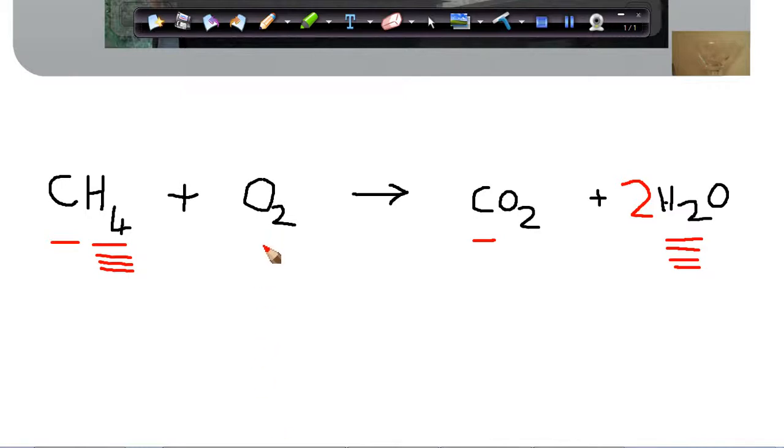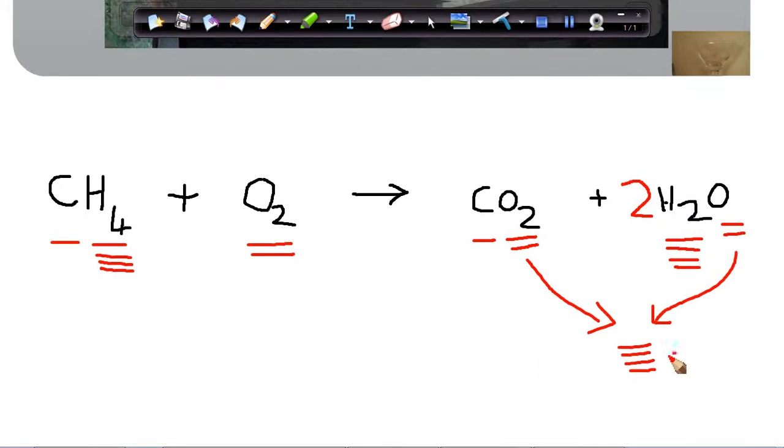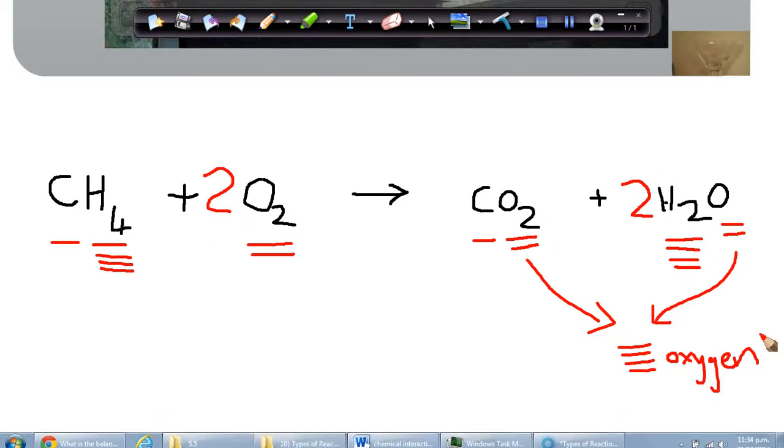Okay, so on to my oxygens, O2. So I've got 2 oxygens over here, and over here I've got an O2, and here 2 lots of oxygen, I've actually got another 2 over here. So if we put those together, we've actually got 4 oxygens. Okay, and on this side we've only got 2, so I need 2 lots of that, put a big 2 in the front, and now we're actually balanced.